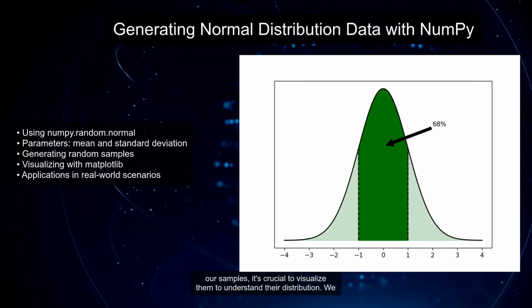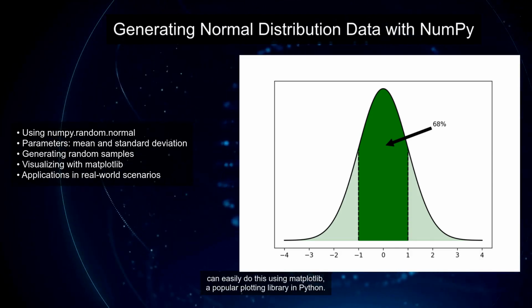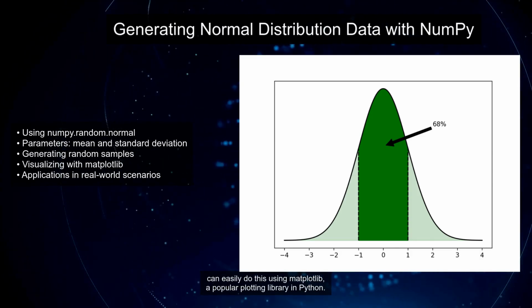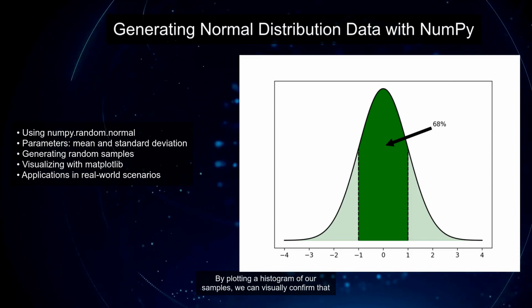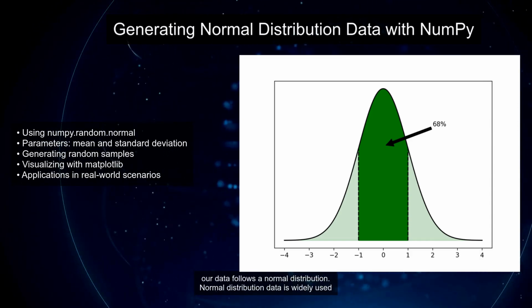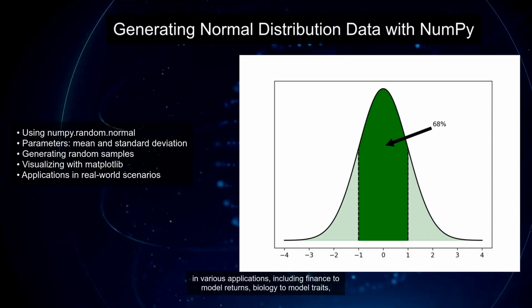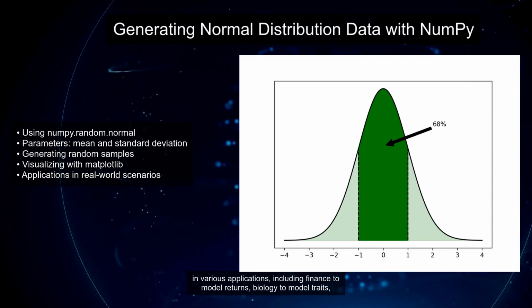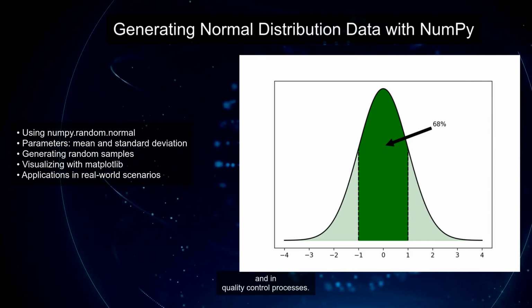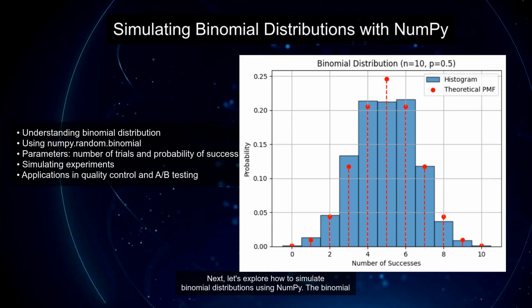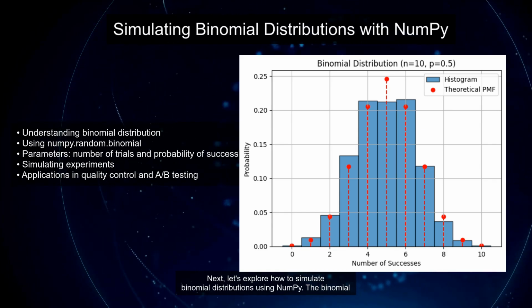Once we have our samples, it's crucial to visualize them to understand their distribution. We can easily do this using matplotlib, a popular plotting library in Python. By plotting a histogram of our samples, we can visually confirm that our data follows a normal distribution. Normal distribution data is widely used in various applications, including finance to model returns, biology to model traits, and in quality control processes.